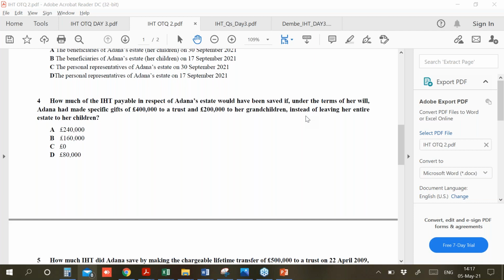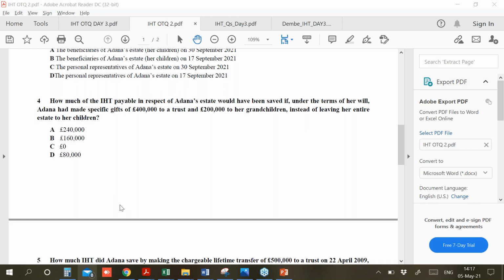Thank you, guys. C is the correct answer. It would not have saved any IHT. Because either way, if they had transferred to the trust, the trustees would have paid the tax. If to the children, then the children would have paid the tax. So no tax savings would have happened.